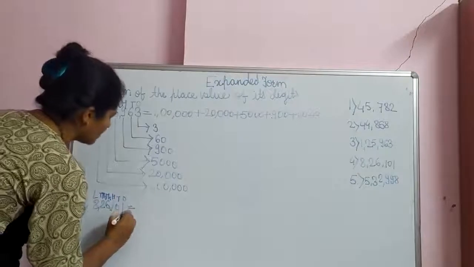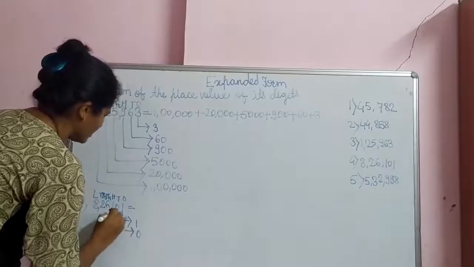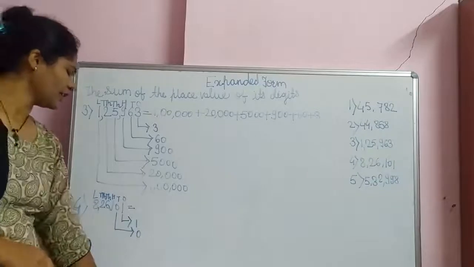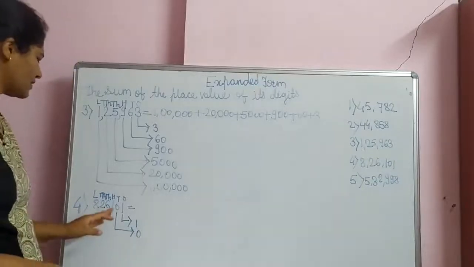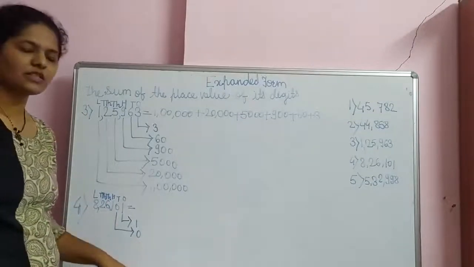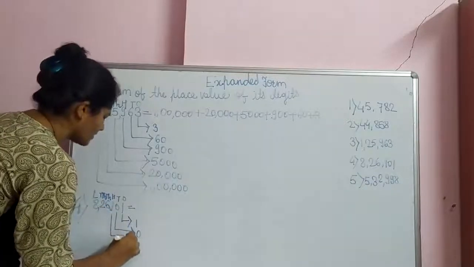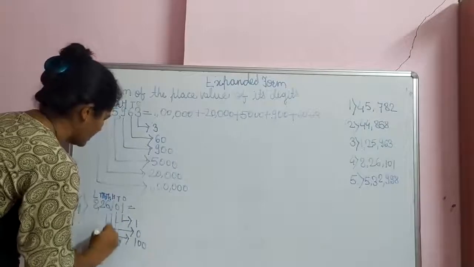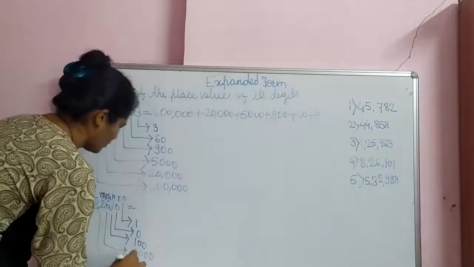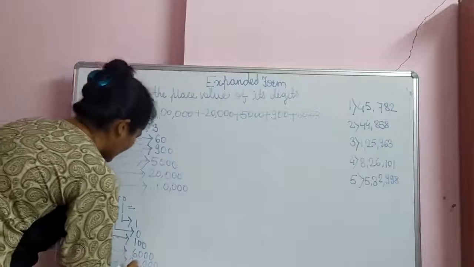Now what do we do? We will write the place value. Place value of 1 is 1. Place value of 0 is 0. If 0 is there, on any place, whether it is on the ones place, tens place, 100 place, 1000 place, anywhere, the place value of 0 is always 0. So write here 0. Next 100, then 6,000, then 20,000. Last is 8 lakh.